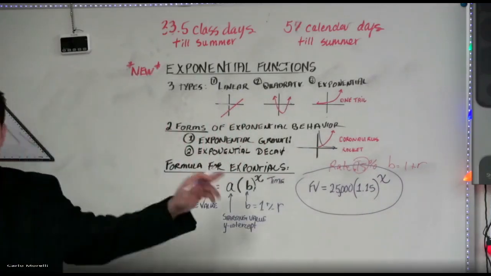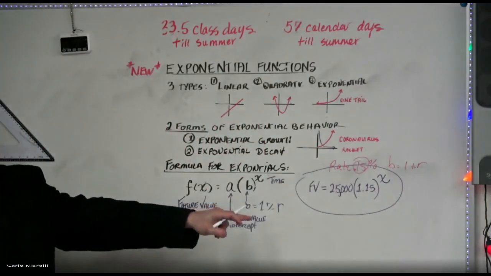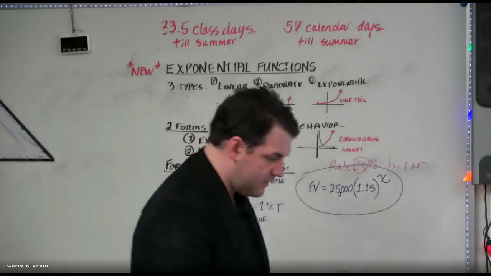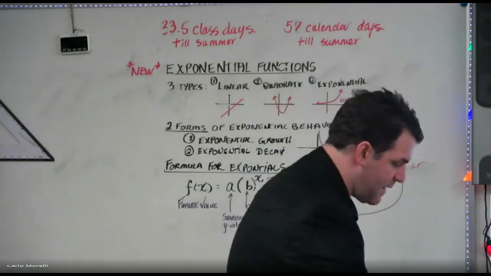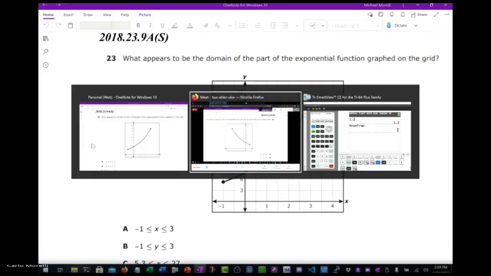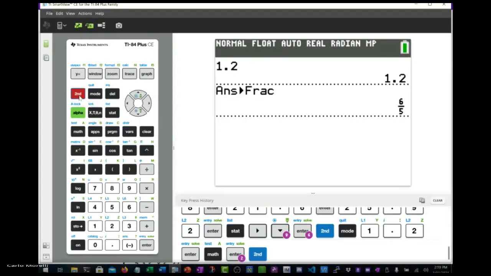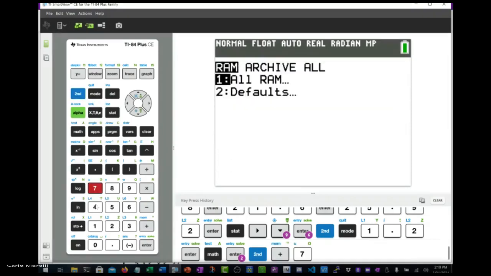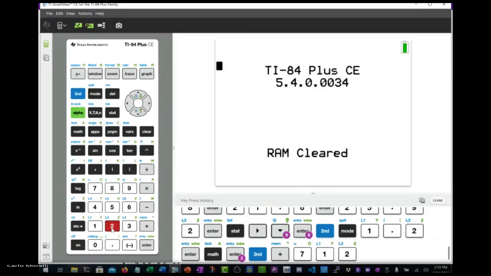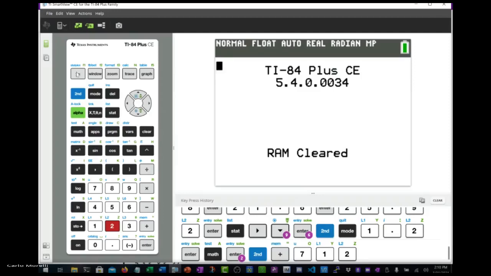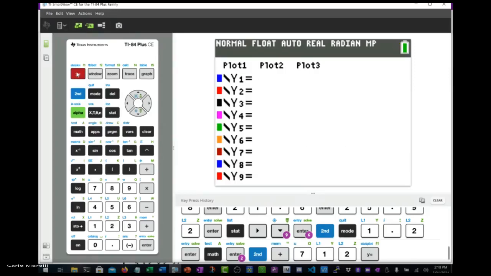I want to know how much money is in this account after 30 years. So here's what we're going to do. Turn on your calculators and clear the memories and go to y equals. And type in this equation that we just created. So you start by typing 25,000.